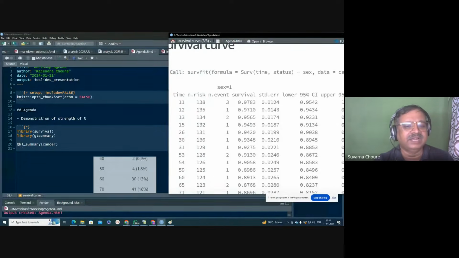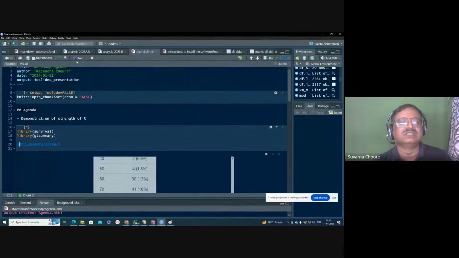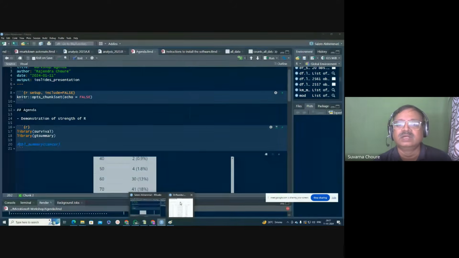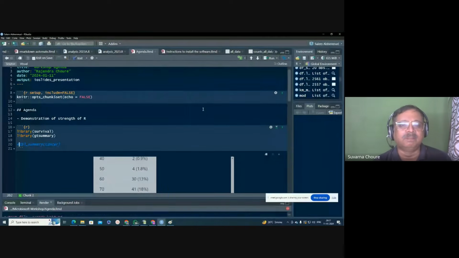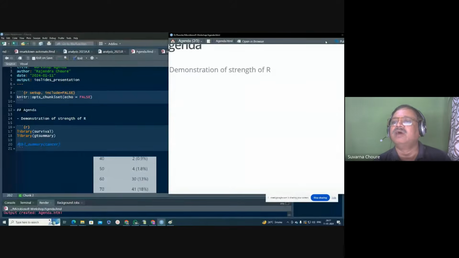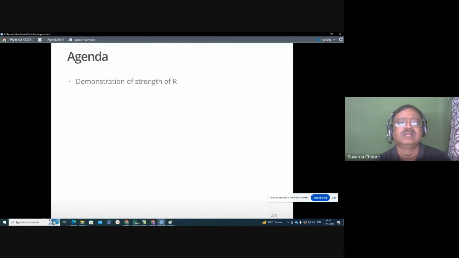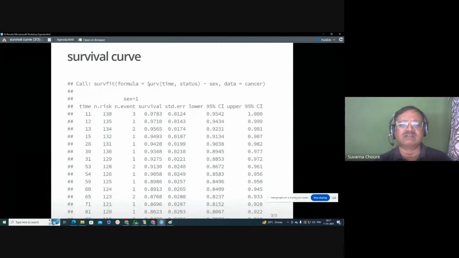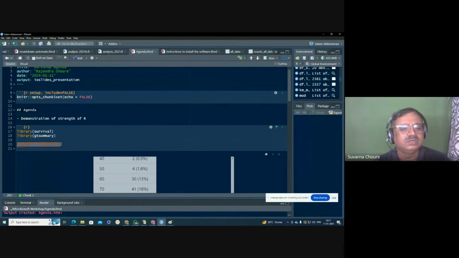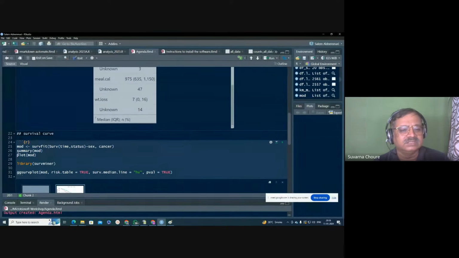This summary, I will just suppress, and we will compile it again. Now I suppress the summary. Demonstration of strength of R. This is a survival curve. Actually, I tried to suppress that, but why it's there, I don't know. This summary is here. I will suppress that. Only the plot I want there. I'll compile it again.